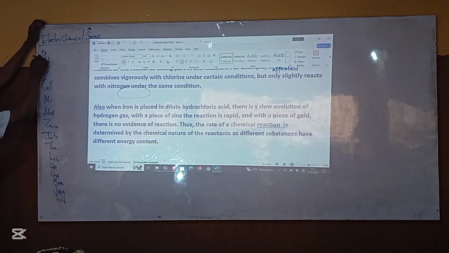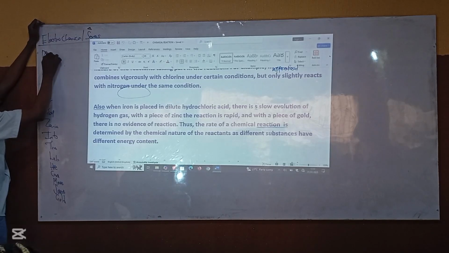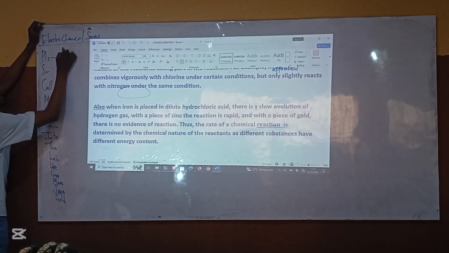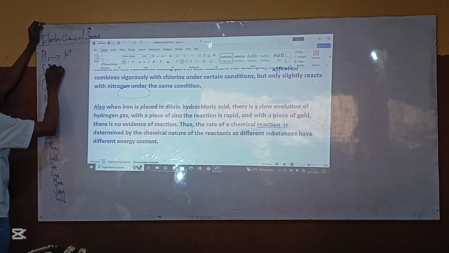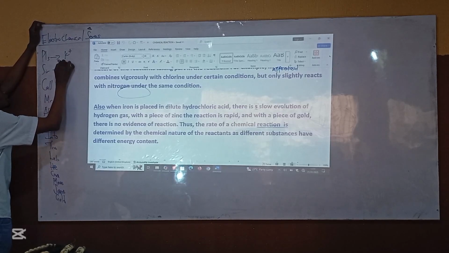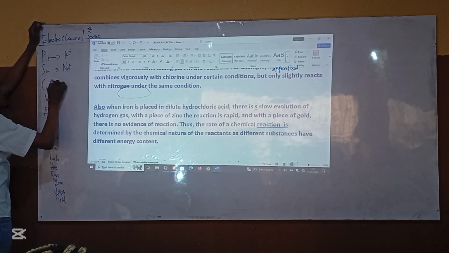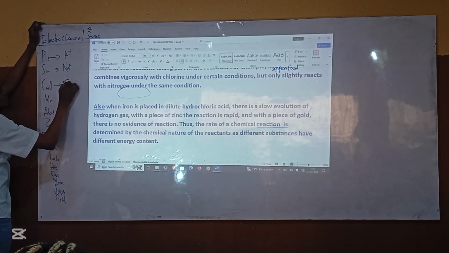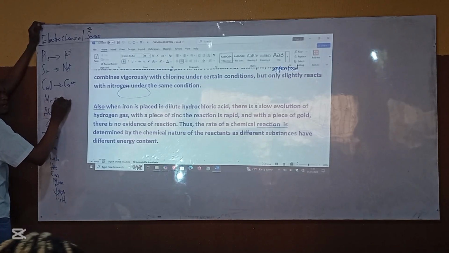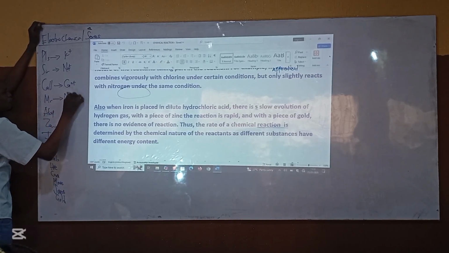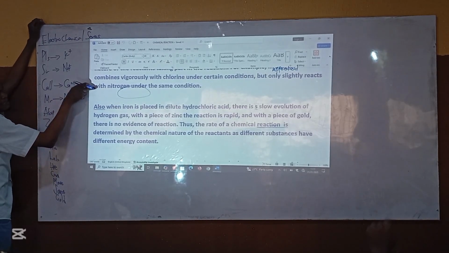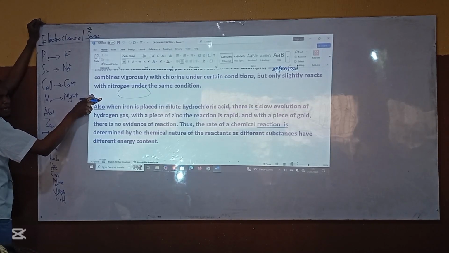Now, P is representing potassium, right? Let's write the symbol: K plus. S representing sodium: Na plus. C representing calcium: Ca2 plus. M representing magnesium: Mg2 plus. Let's see how I'm explaining this nature of reactants.